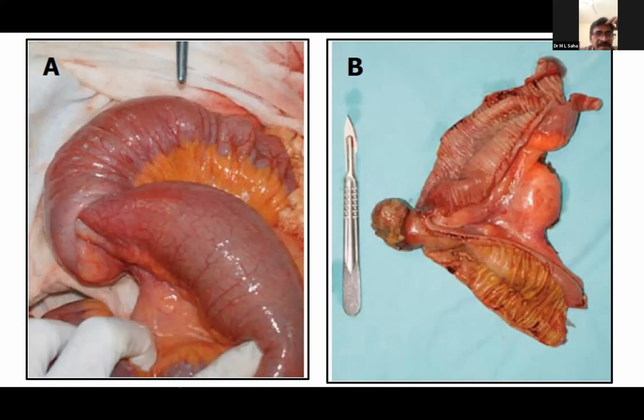Jejunogastric intussusception, following a gastrojejunostomy. Okay. So that is the situation where the distal part goes into the proximal part. We were talking about treatment, presentation was already said. Treatment.